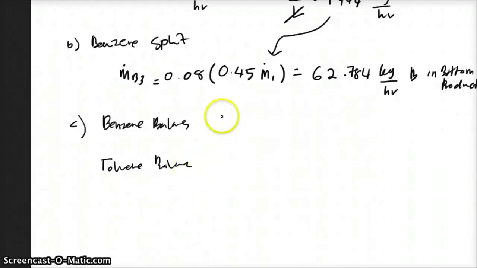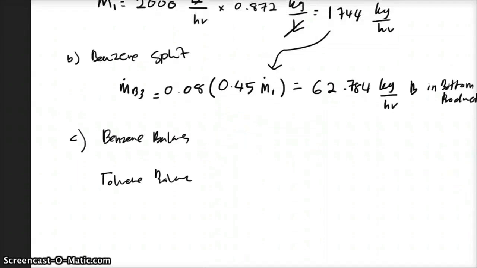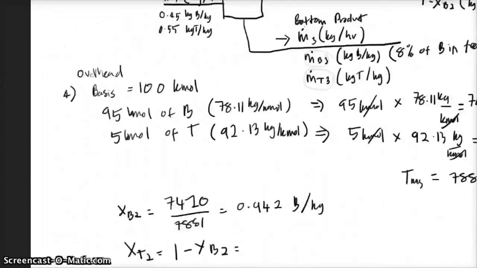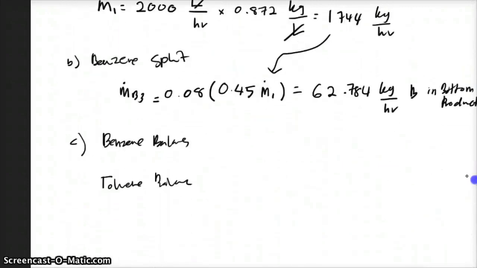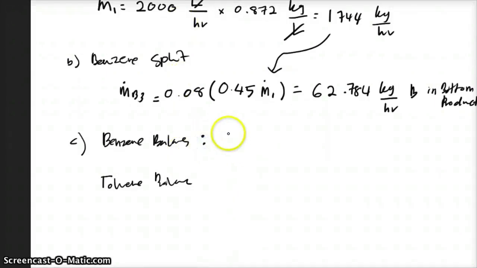So benzene balance from, so this is the total balance of the whole system. So let me show you. So the benzene balance throughout this system. So what comes in and what comes out. So let's use the benzene balance first. There we go.